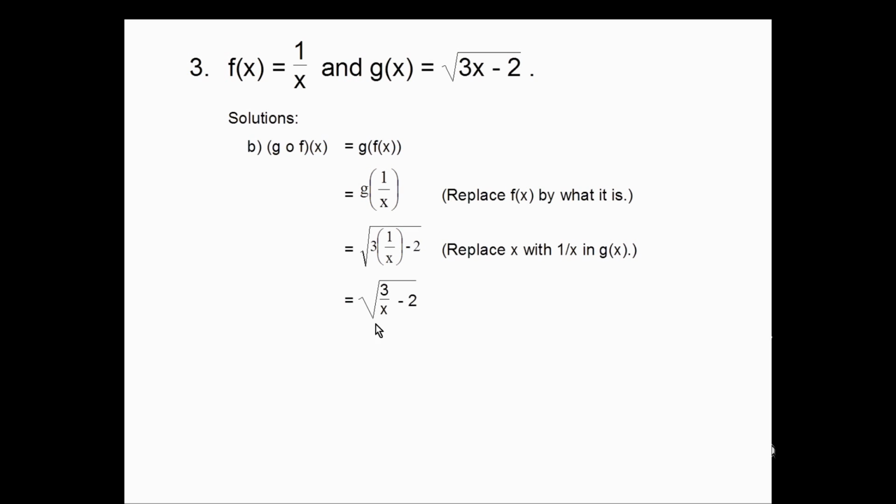If you want to combine into one radical, the LCD is x. So 2 would be 2x over x, and I'll have the square root of 3 minus 2x over x. And again, I see no need to rationalize the denominator. It's extra work to accomplish nothing.